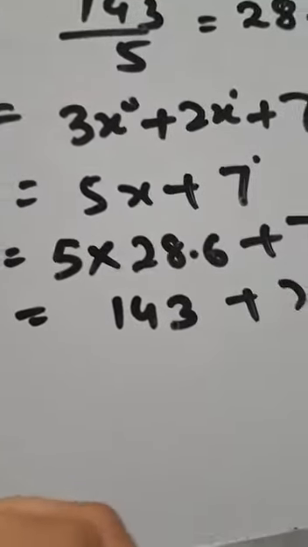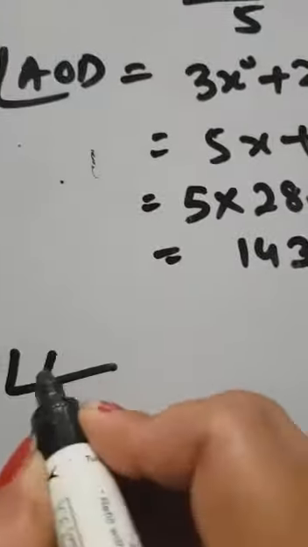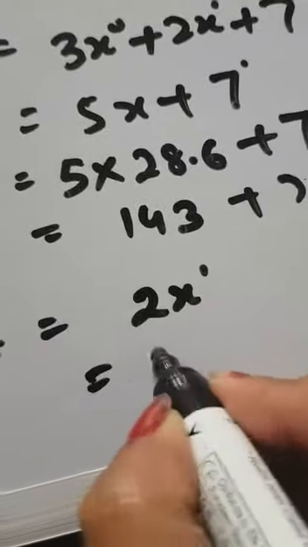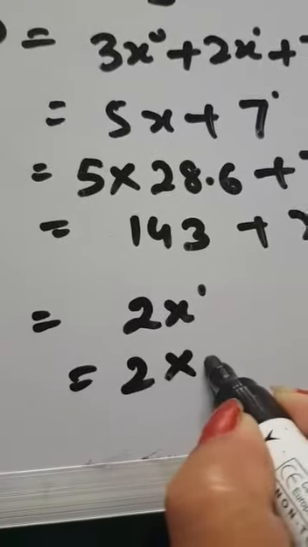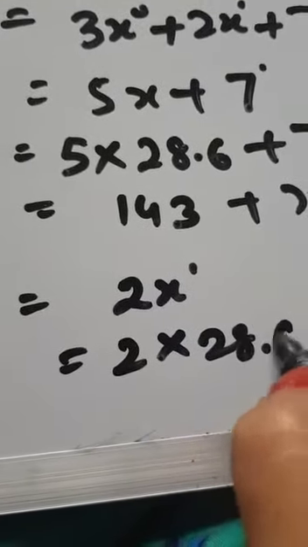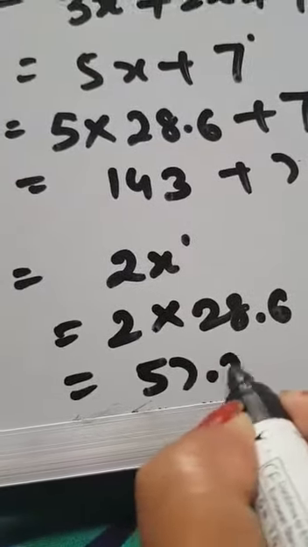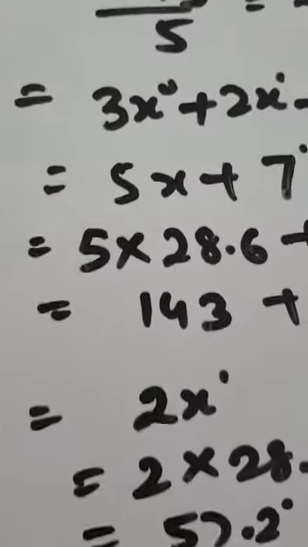And the next angle we want to find is angle BOC. So BOC is 2x degree. 2 multiplied by x. What is x? 28.6. So the value will be 57.2 degree. So this is your sum.